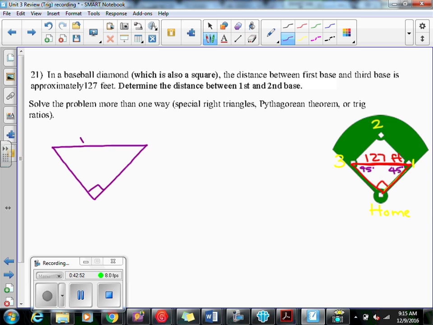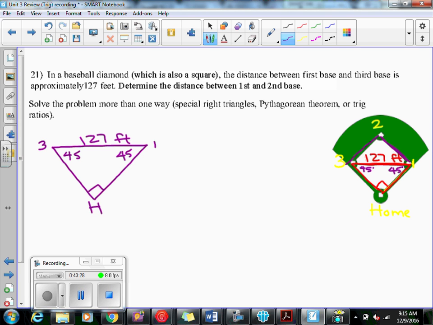All right, so this is 127 feet, first base, third base, home base. And they're asking us, what is the distance from first base to second base? Well, if this is a square, the distance from first base to second base is going to be the exact same thing as the distance from first to home, from home to third, or even from second to third. Every side in a square is equal, so it doesn't really matter which side length you find, as long as you know that they're all the same.